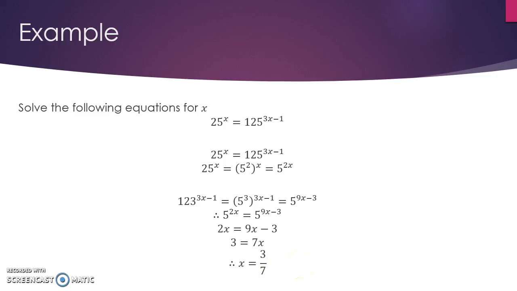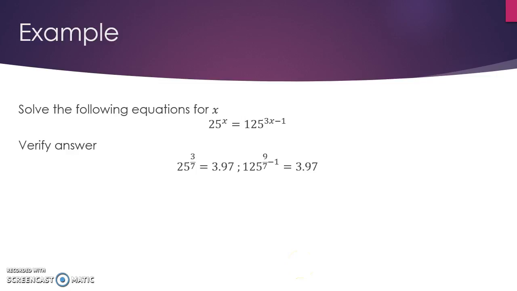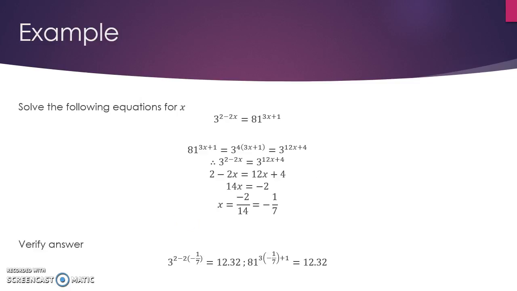Now, with these answers, we can always verify them by substituting them back into the initial equations. So 25 to the power of 3 over 7 is approximately 3.97. And likewise, if we substitute 3 over 7 for x, we have 125 to the power of 9 sevenths minus 1, which is 3.97. So I can be fairly confident that I've solved that correctly. Always verify your answers, especially in exams.